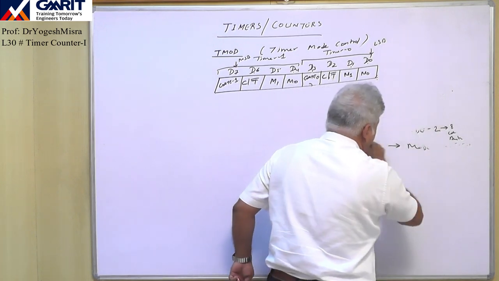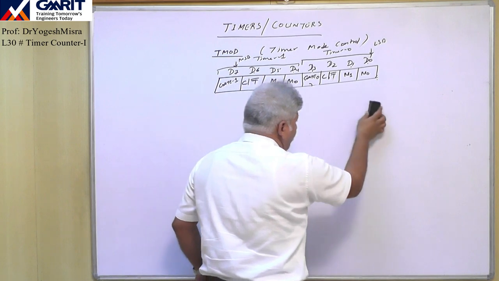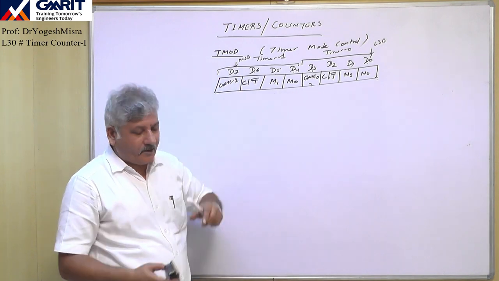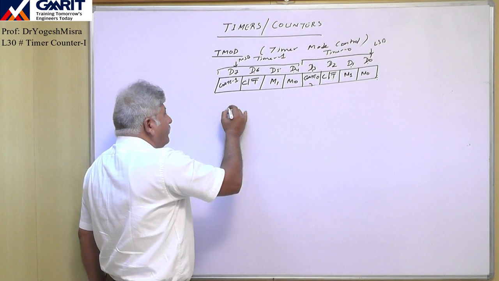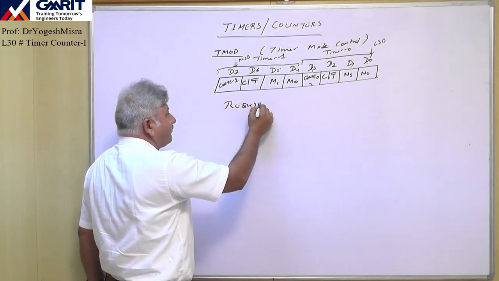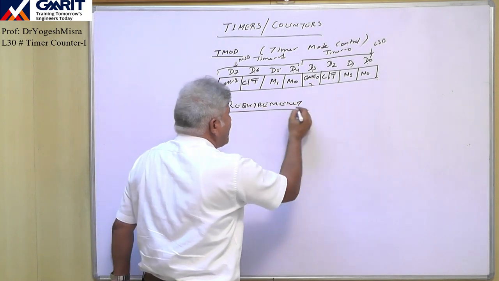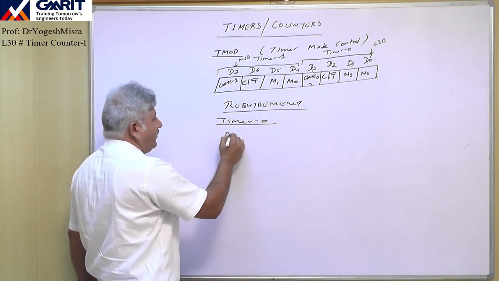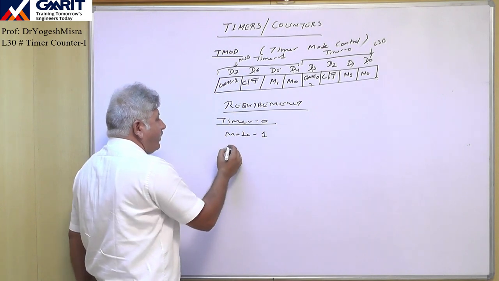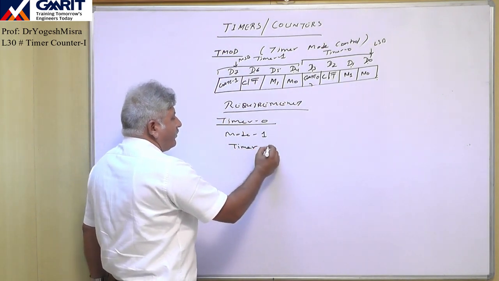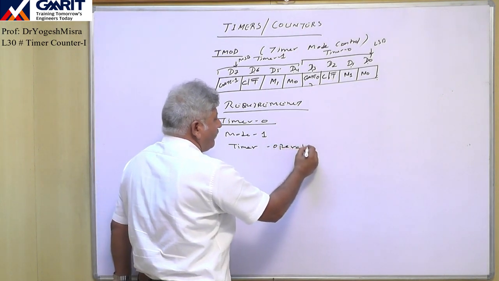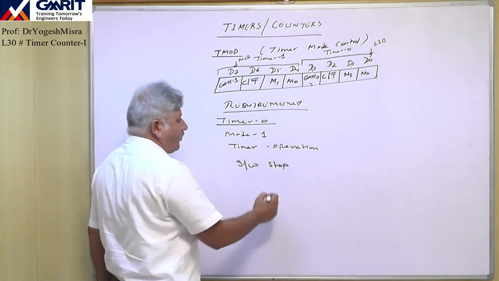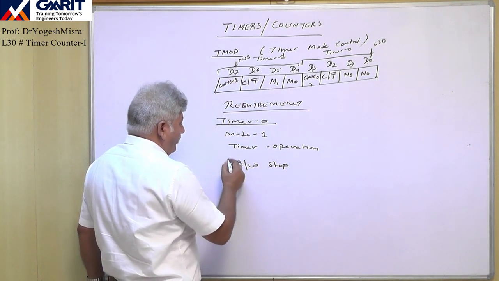Now, before using the timer, first we have to find out the control word for the TMOD register. Suppose in some application, our requirement is that we want timer number 0 in mode 1, timer operation, and software stop. And these are for timer number 0.